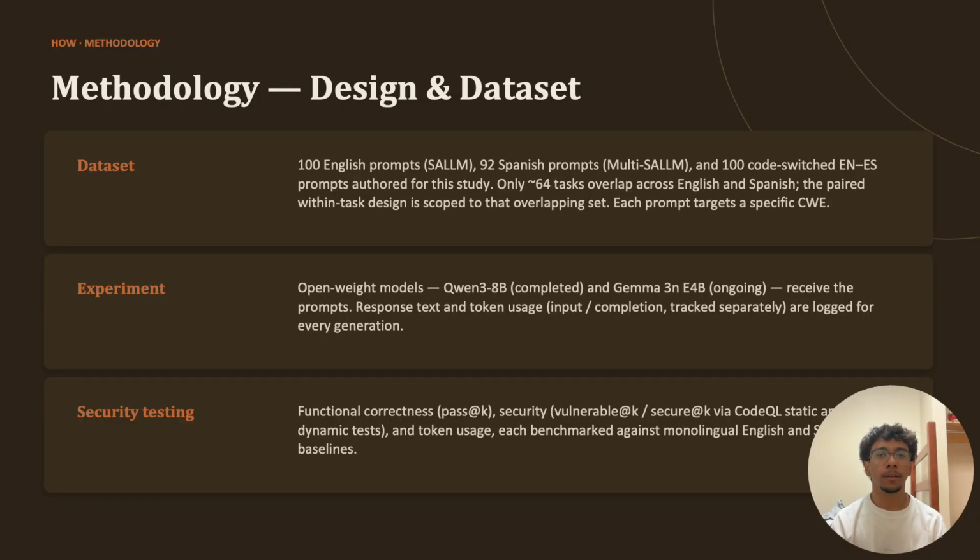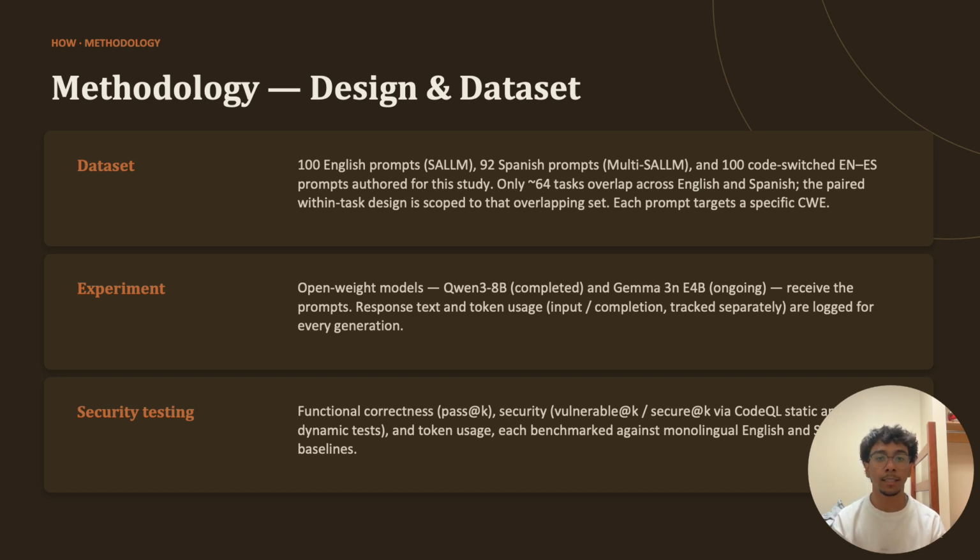For this slide, we are talking about the concrete design. The dataset spans three conditions: 100 English prompts from the SAM project, 92 Spanish prompts from Multisam, and 100 code switch English prompts authored by myself for this study. Each prompt is grounded in a specific CWE, a known weakness type, so security can be measured precisely rather than in the abstract. One important scoping detail is that only about 64 tasks currently overlap across the languages, and because I want a clean paired within-task comparison, the head-to-head analysis is limited to that overlapping set.